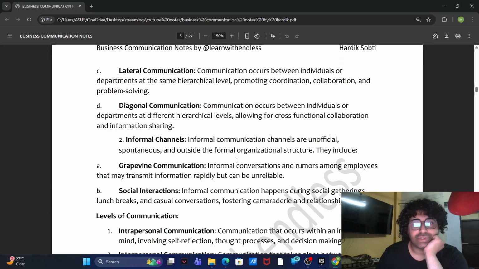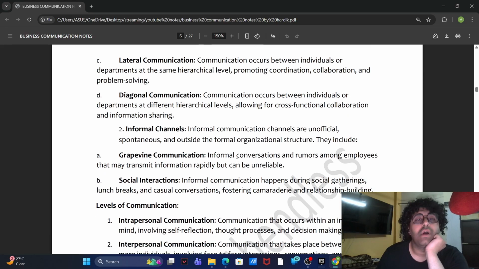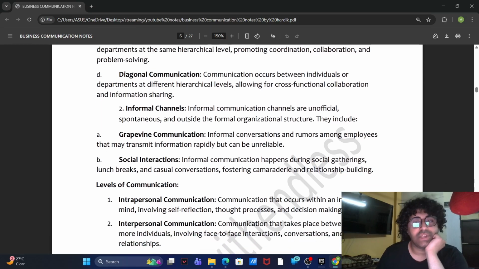Lateral communication. Communication occurs between individuals or departments at the same hierarchical level, promoting coordination, collaboration, and problem solving. Diagonal communication. Communication occurs between individuals or departments at different hierarchical levels, allowing for cross-functional collaboration and information sharing.